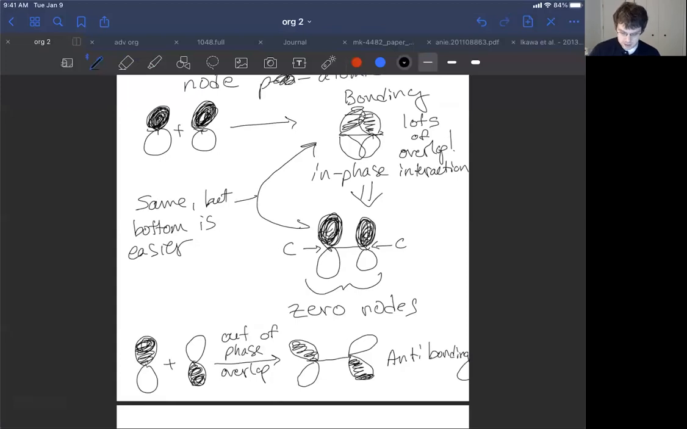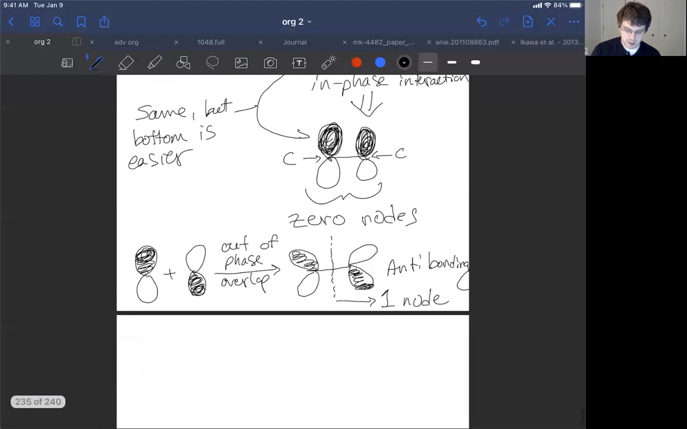Now, another way of saying this is we have additional nodes. Okay, so nodes represent out of phase overlap.